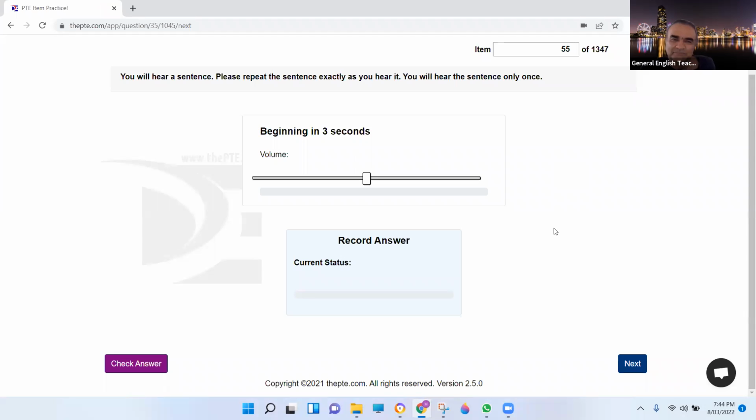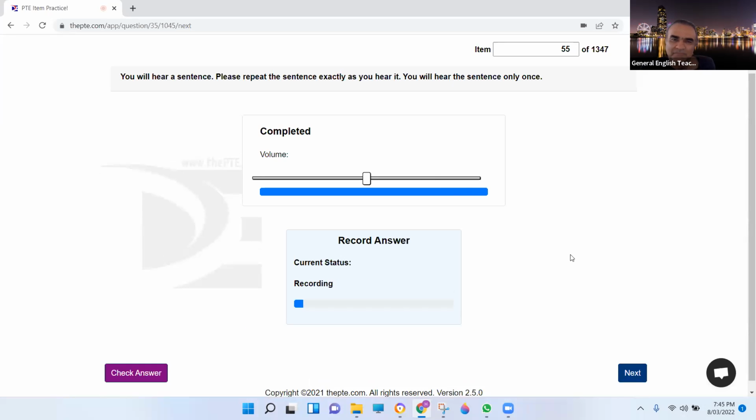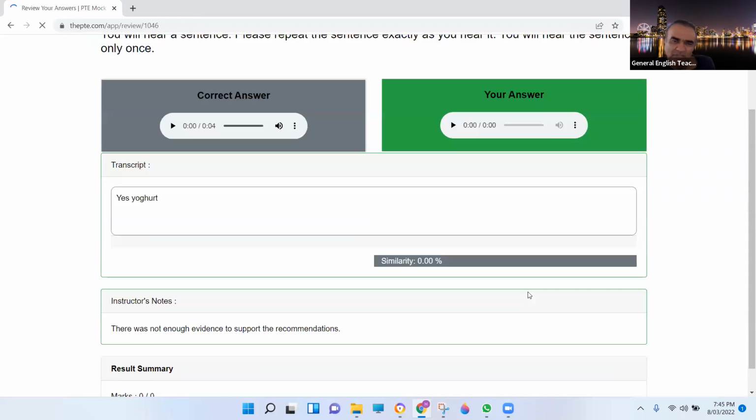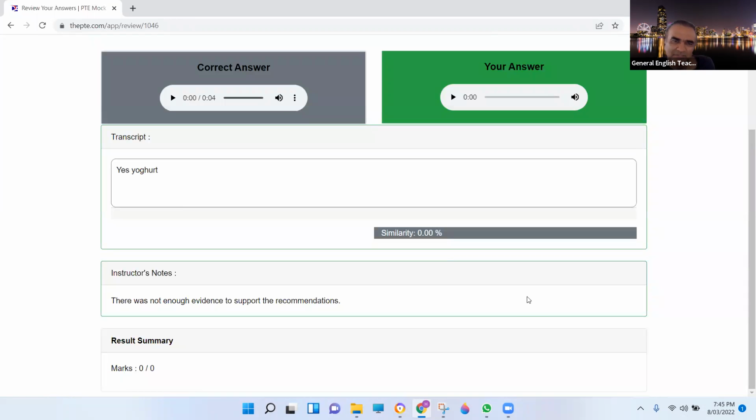There was not enough evidence to support the recommendations. Yes, Jacob? There was not enough evidence to support their recommendations. Very good. Excellent. Was I right? Was it your turn, Jacob? Yes? No? Whose turn was it?